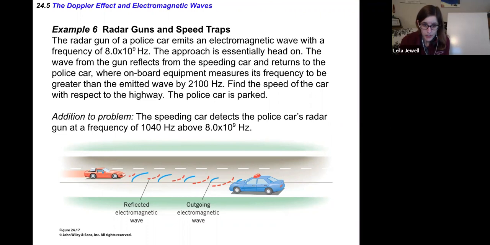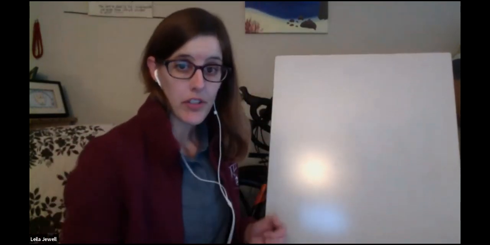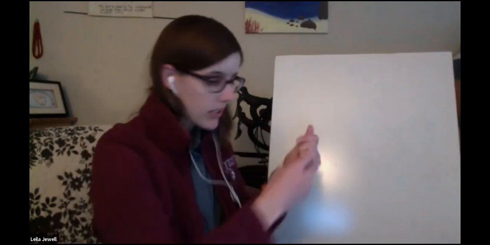So there's a lot of clues there. And let's see if we can figure out what we know in this. I'm going to stop sharing that so that we can work on a whiteboard and try this out for the first time. Right, so we have the speeding car that is in red.